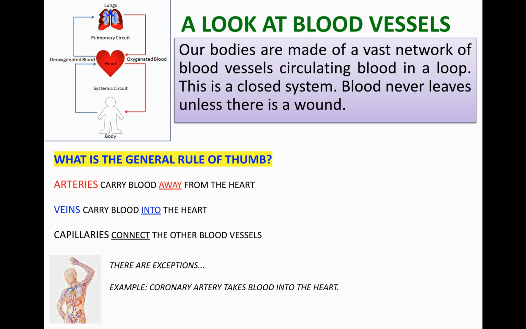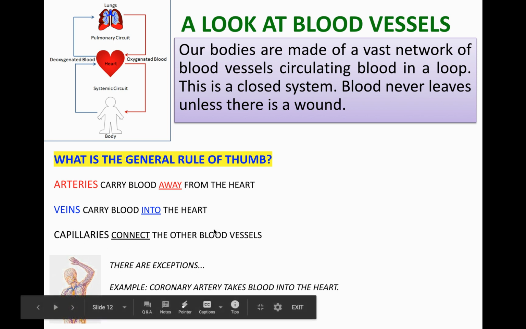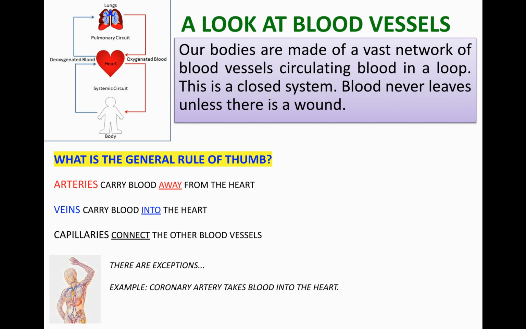In the body, we know that arteries are a type of blood vessel that carry blood away from the heart. So that would be the one thing there, and you can look at this letter here, A for away. Veins will be a type of blood vessel that carry blood into the heart, so they're carrying blood in. And finally, capillaries would be a type of blood vessel that will connect all of the other blood vessels together. So in other words, they connect up the arteries and the veins. In general, that would be the rule. There are a few exceptions.